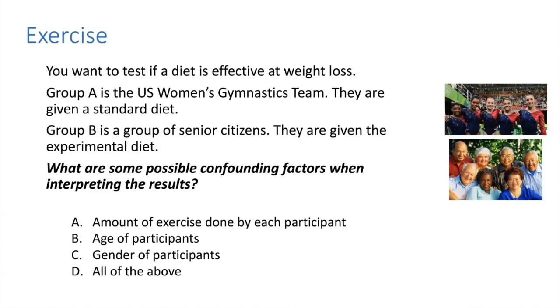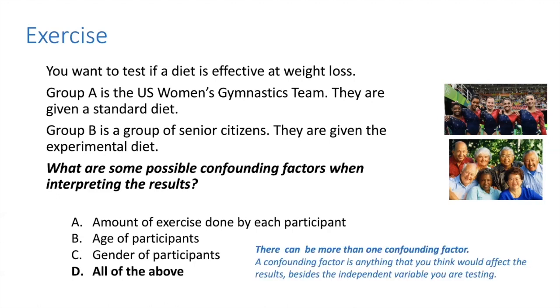Is it A, amount of exercise done by each participant, B, age of participants, C, gender of participants, or D, all of the above? The answer is D, all of the above. There can be more than one confounding factor in experiments.